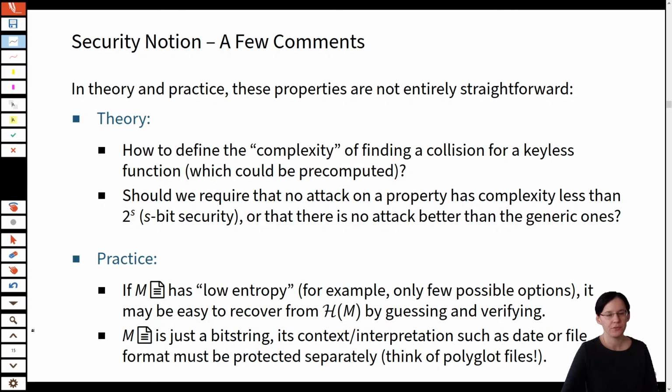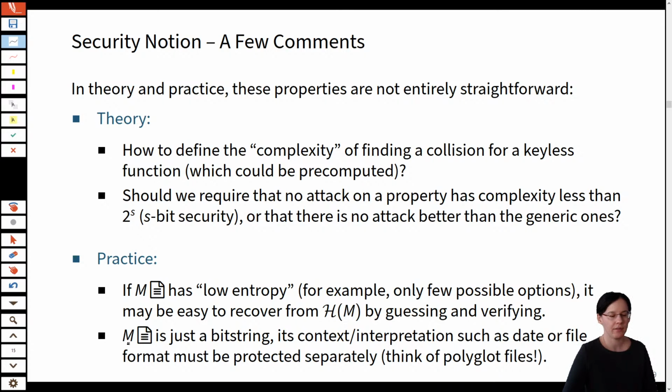In practice, there are also a few considerations that are not covered by these complexity things. The first of them is that, of course, it's hard to find pre-images when the original message was randomly selected. However, if the message we are hashing was not uniformly randomly selected from some space, but has a lower entropy, for example, because there are only a few possible options, then recovering the message from the hash value might actually be quite easy, because we can simply test all possible messages that we would consider applicable in our context and see which one matches.